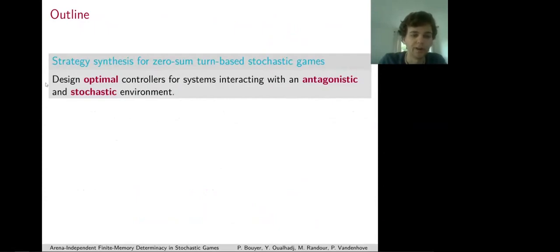What we want to do is to automatically design optimal controllers for systems that have to interact with an antagonistic and stochastic environment. We assume that the system has some objective or specification that it wants to satisfy. And we want to build a controller that does that as well as possible, that is an optimal controller. We can model that as a game between the system, which is a player, and its antagonistic environment. And so we can rephrase this question using a game theoretic vocabulary as the strategy synthesis problem for zero-sum stochastic games. And here we'll assume that all games are turn-based.